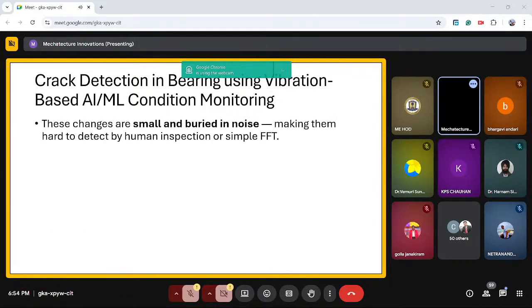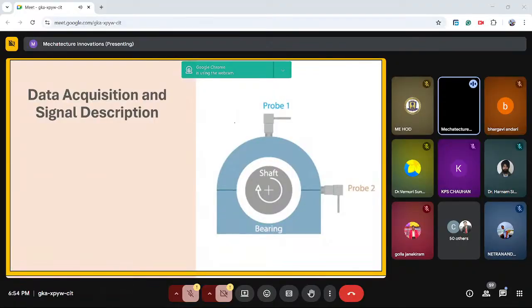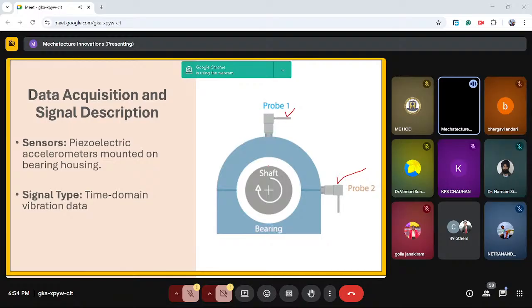Now we have to get the data, which can be done through sensors. You see, there is a shaft rotating and there is a bearing, and I have kept one accelerometer here and a second accelerometer here. These two accelerometers are getting the signal. They are piezoelectric accelerometers mounted on the bearing housing. Time domain data will be collected by them, and I am using a sampling frequency of 12 kilohertz to 48 kilohertz.